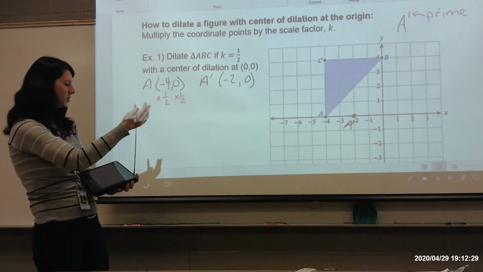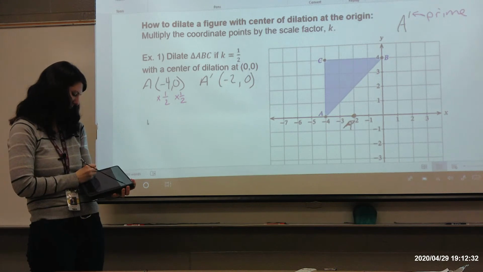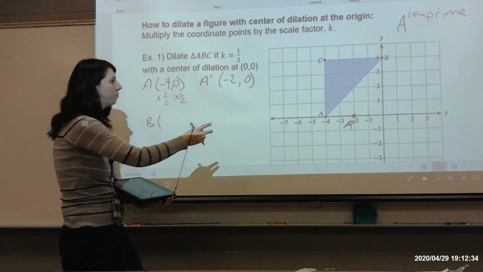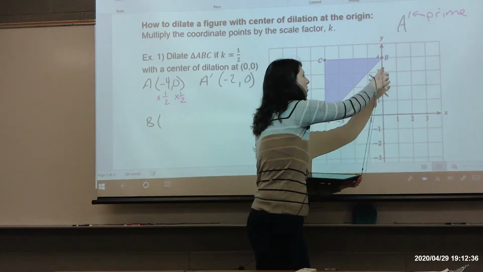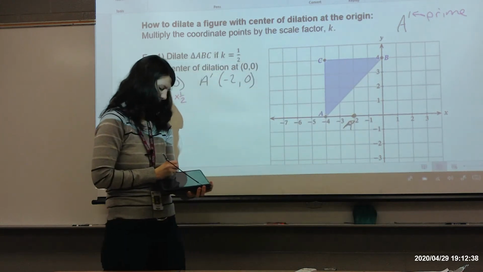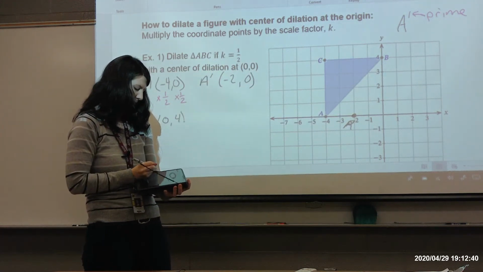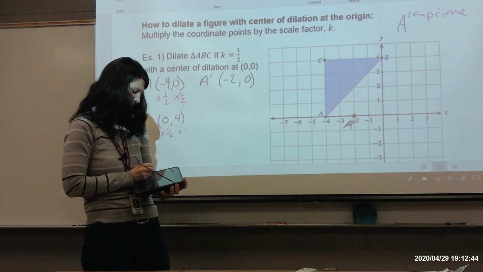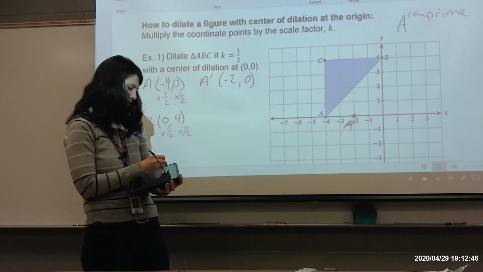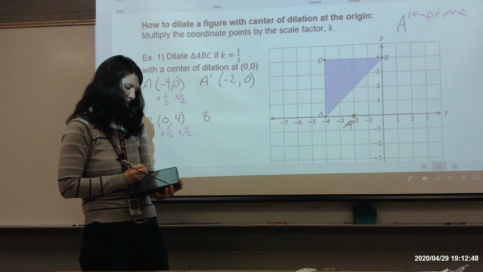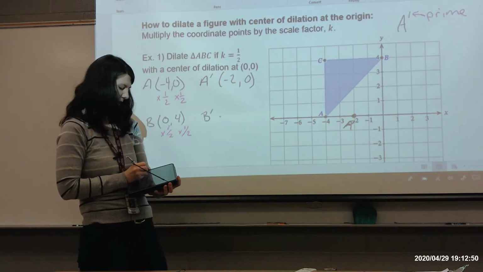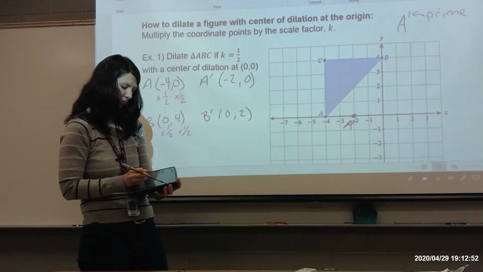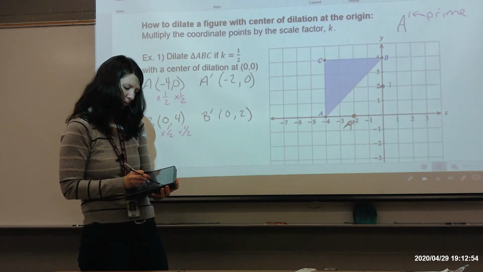Okay, now I'm going to do B and C. So B is at the coordinate point 0, 4. I need to multiply by a half because that's my scale factor. So what would B prime be? It would be 0, 2, which is right here, B prime.